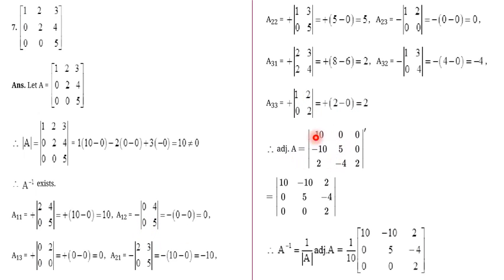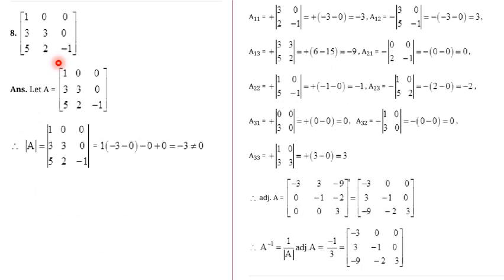Adjoint of A is the determinant of cofactors and its transpose. The transpose I have marked over here, so this is your adjoint of A. And the formula to find A inverse is 1 upon determinant A into adjoint of A, equal to 1 upon 10, as determinant A was 10, into adjoint of A, which is this matrix. So this becomes the inverse of this matrix.